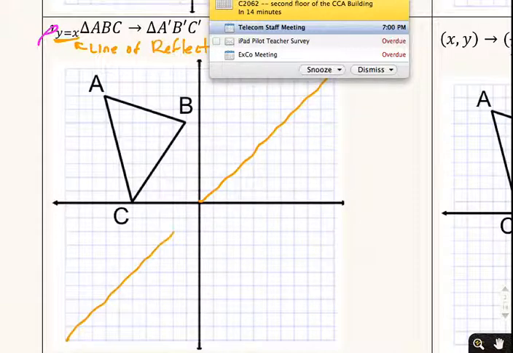Now, if you're unsure how to graph that, you probably want to stop this right now, go find a YouTube video or something on Khan Academy that explains how to graph this line, because that's something you need. Oh, sorry about that.